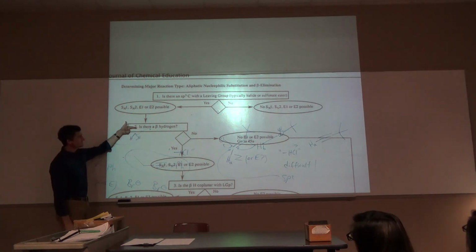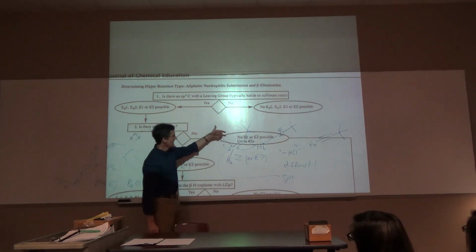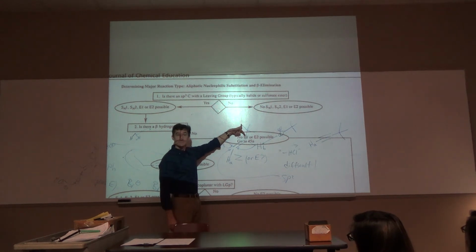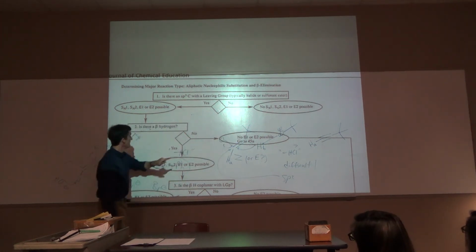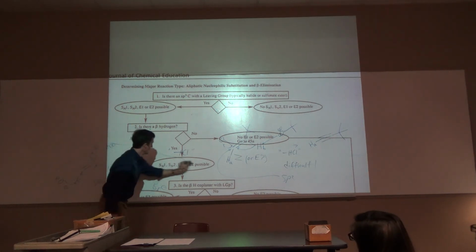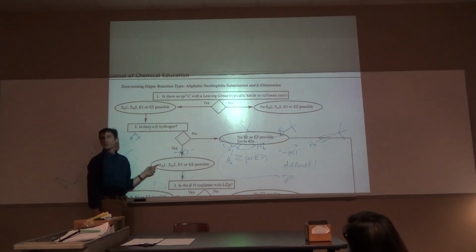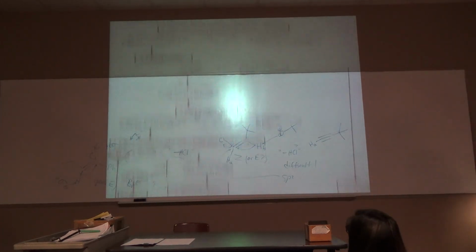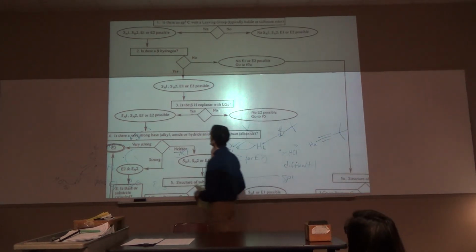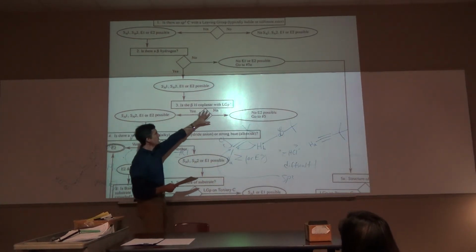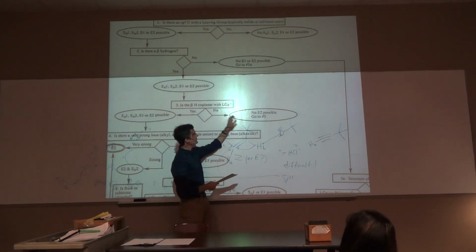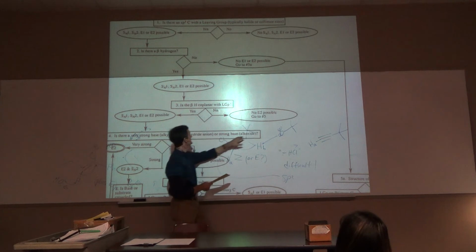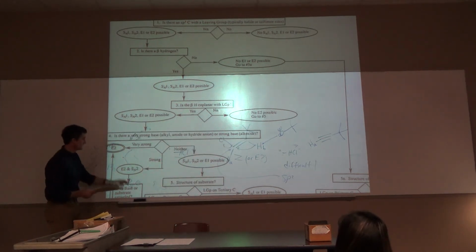Next, is there a beta hydrogen? If not, then E1 or E2 is not possible. If there's no beta hydrogen, you can't eliminate. If there is a beta hydrogen, well, all four are still possible. Let's go. Is the beta hydrogen coplanar with the leaving group? If not, E2 is not possible. If so, they're all still possible.